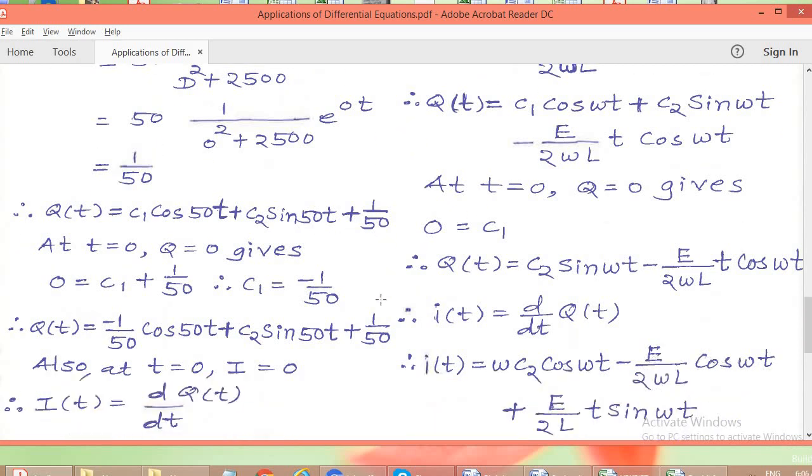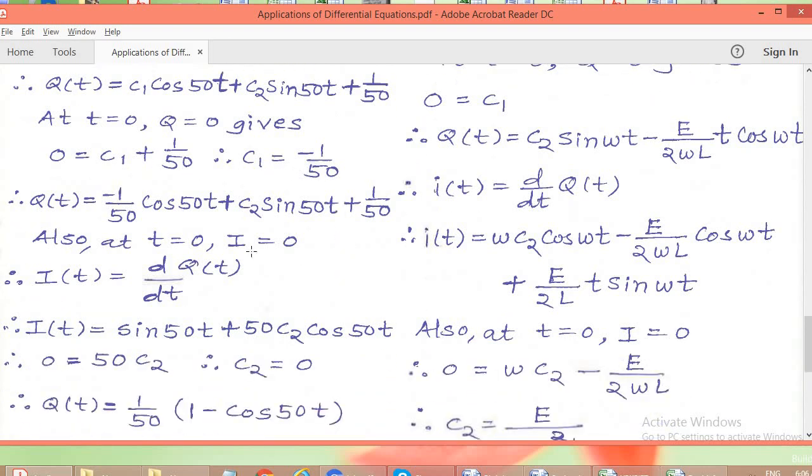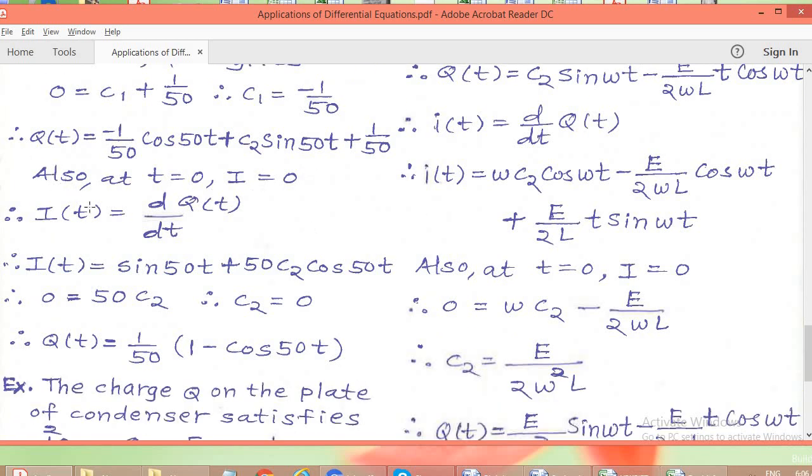Now let us use the initial condition. Initially the charge is equal to 0, so 0 is equal to c1 plus 1 by 50, therefore c1 equals minus 1 by 50. Immediately let us put this value into the equation, and this is simplified to this. Now c2 is to be determined, so we use another initial condition, that the current is also equal to 0, and after simplification we get i.